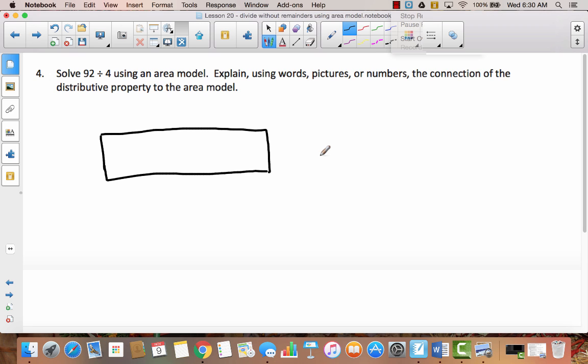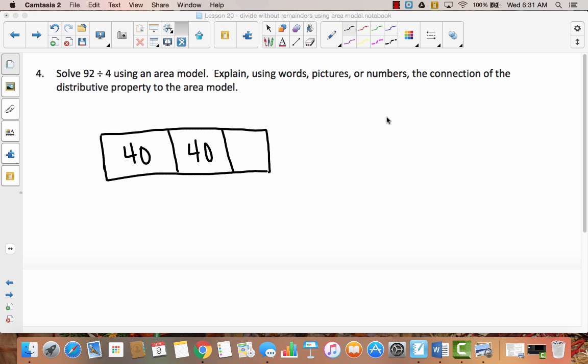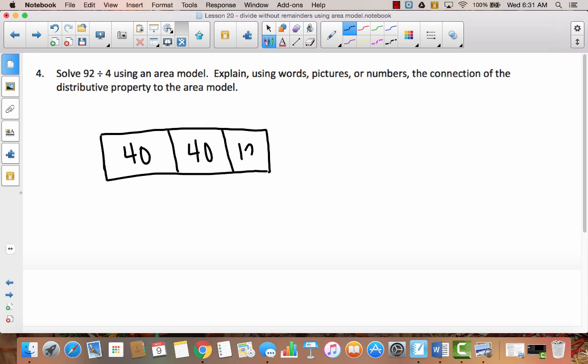Okay, so I'm thinking to myself, what is the biggest 4 fact that I know? And the biggest 4 fact I know, again, is 4 times 10, which is 40. So I'm going to go ahead and use 40 here. So what's left over from 40 is going to be a pretty big number. So I'm thinking to myself, well, what if I did another 40? So 40 and 40 are 80. How much more do I need to get from 80 to 92? Well, from 80 to 92 is 12. So 40, 40, and 12 equal 92.